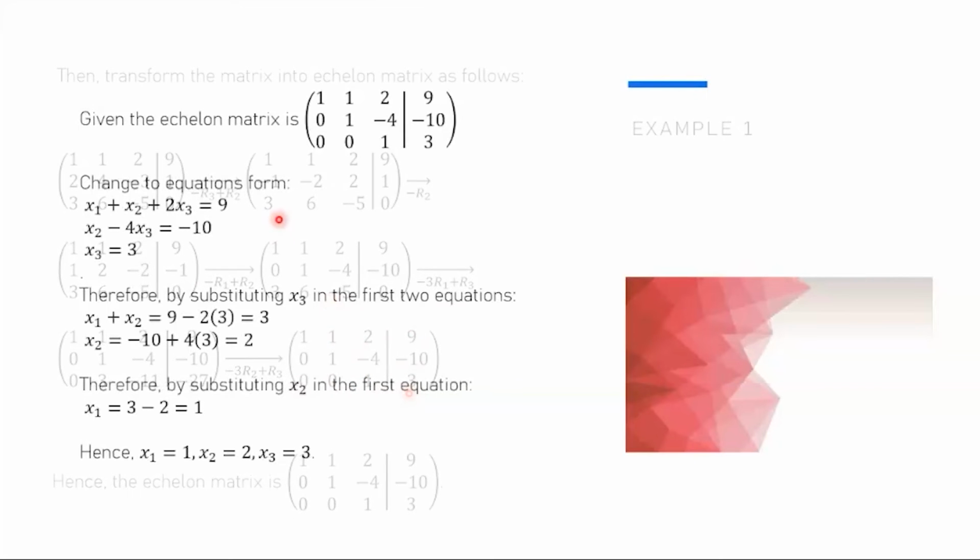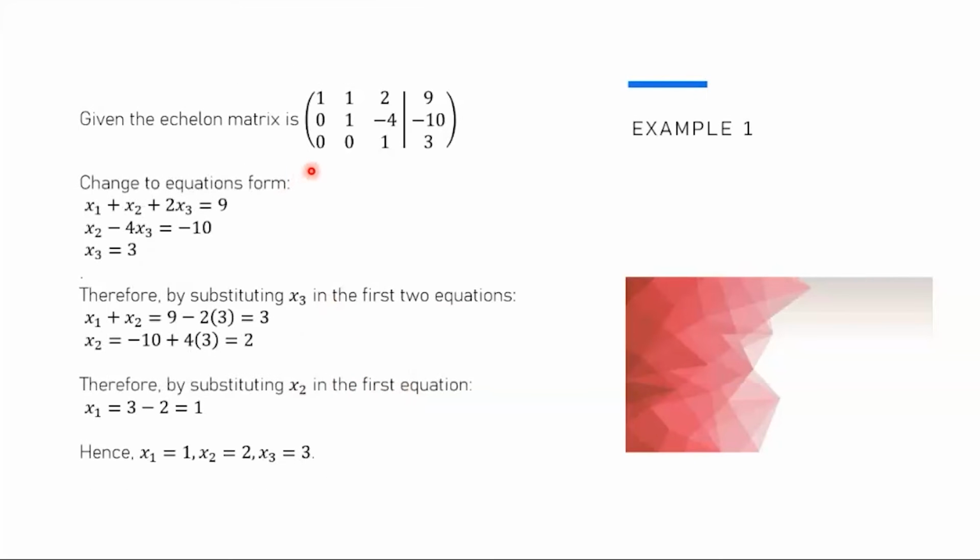From the echelon matrix, we're going to convert it into equation form, where we will get x1 plus x2 plus 2x3 is equal to 9, x2 minus 4x3 is equal to -10, x3 is equal to 3. As you can see here, we already have the value for x3. By using this value, we're going to substitute it into the first two equations, and we will get x1 plus x2 is equal to 3, x2 is equal to 2.